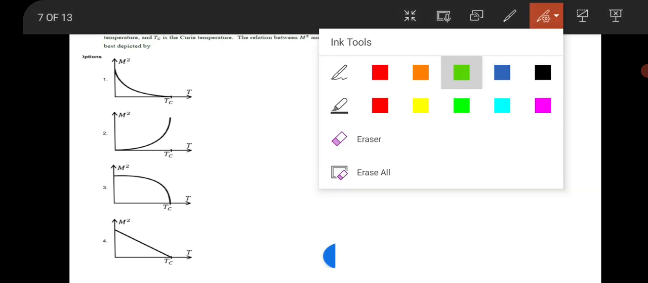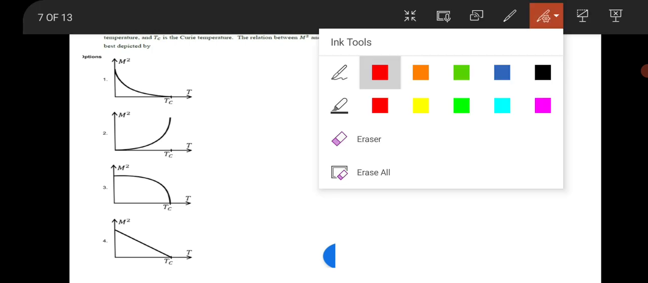This is the ferromagnetic material. T is the temperature and Tc is the Curie temperature. The relation between the magnetization square, that is m^2, and T will be best described by which figure? So the question is very clear.